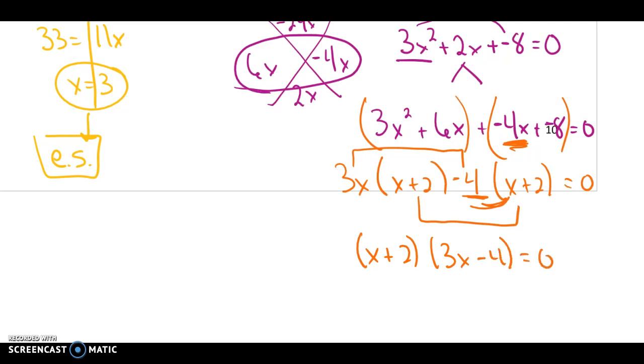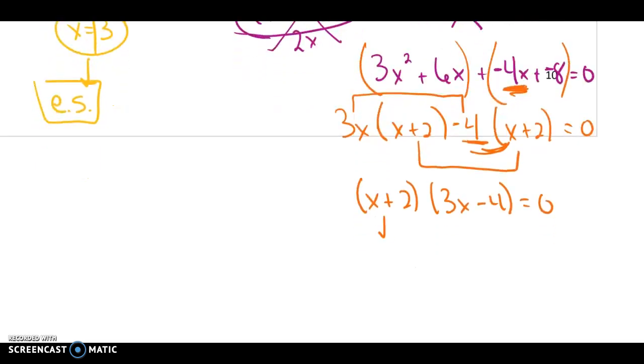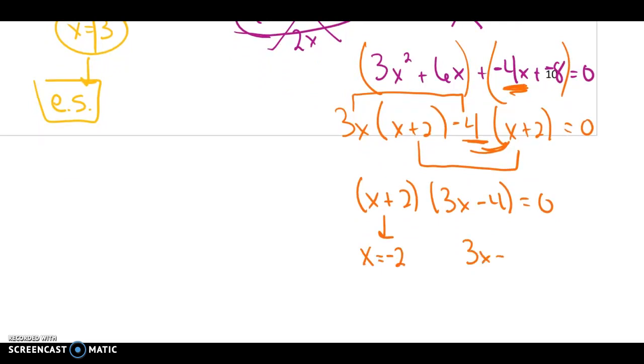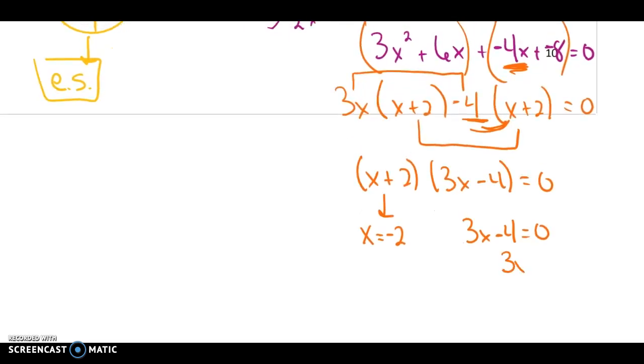And what's going to make these equal to 0? Well, the first one's pretty simple to see. That is -2. And the other one, if you don't see it, remember, just set it equal to 0. I'm going to add 4. So that gives me this, and then I'm going to divide by 3. So my answer is 4/3.